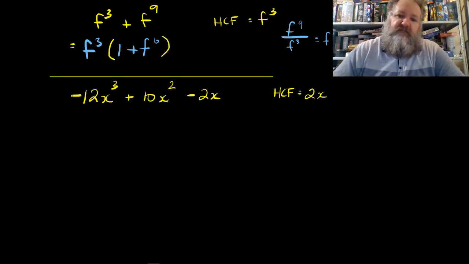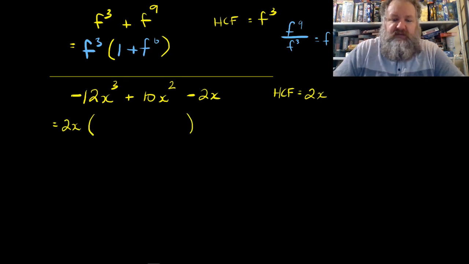Okay, so here I've picked out a highest common factor of 2x. And I can see that 2x will divide into all of these different terms. This one I have to be a little bit careful of because I've got a negative in here. I've got a minus and a minus as well. So let's just go with what we've got.